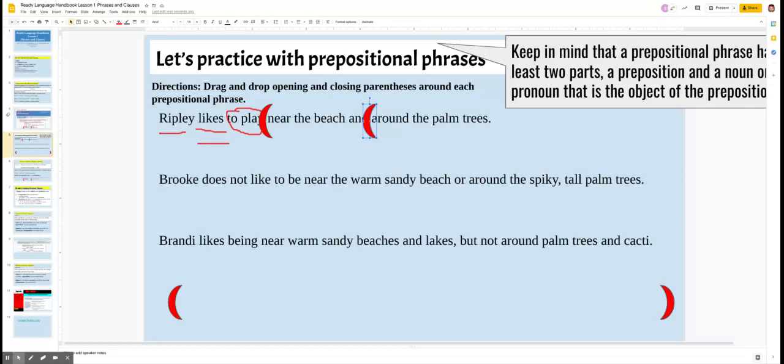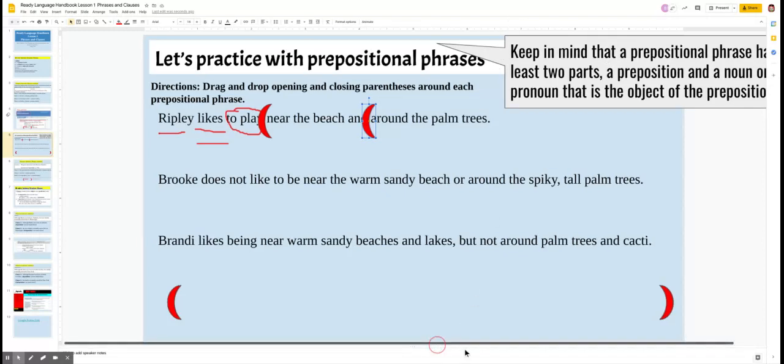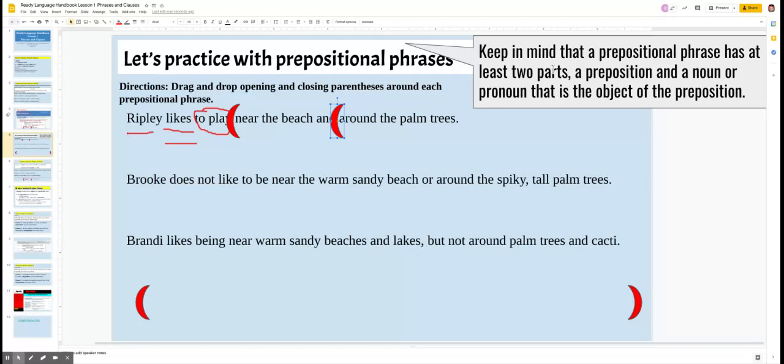We had to memorize a song when I was in 6th grade. I know some of y'all did too. But keep in mind, up here we got a little hint that tells us a prepositional phrase has two parts: a preposition and a noun or pronoun that is the object of the preposition. So my noun is beach. So we're near the beach. That's going to close that prepositional phrase. And then I've got around. Well, around what? What's my noun or pronoun? Well, it would be trees. So we're going to close right there after trees.